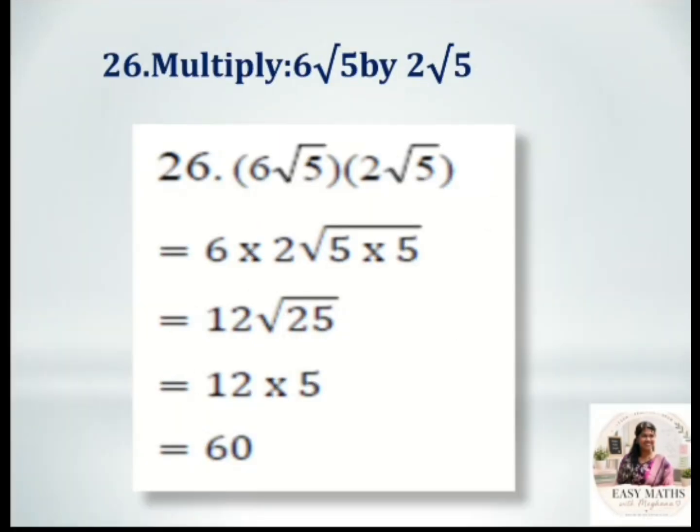Question number 26. Multiply 6 root 5 by 2 root 5. This question is already there in your textbook in the example problem. The same question is again asked in the LBA. Here we have to multiply, so we use the multiplication symbol. So 6 root 5 into 2 root 5. 6 into 2 is 12. Root 5 into root 5 is 5. So 12 into 5 is 60, the correct answer for question number 26.